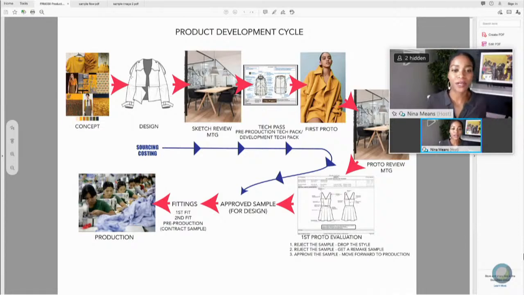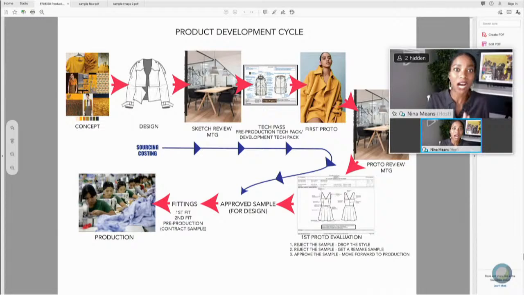And so we'll go into concept, design. We do a sketch review where we're looking at all the sketches and ideas that we have. Then we do an initial pass to our technical team to get our first sample in. From that first sample, we review it in a prototype meeting, and then we evaluate that prototype about whether or not it should go forward. After we decide that, we decide if we need an approved sample for design, if it needs to go into fittings, and then if it needs to go into production. I'm going to take you through just a few sample flows for this discussion.